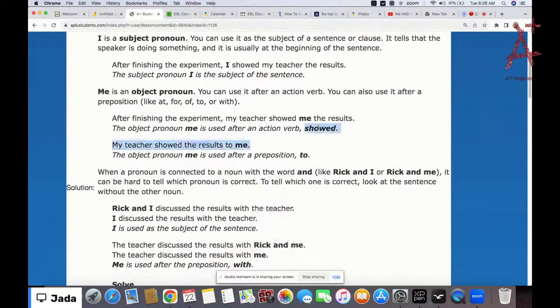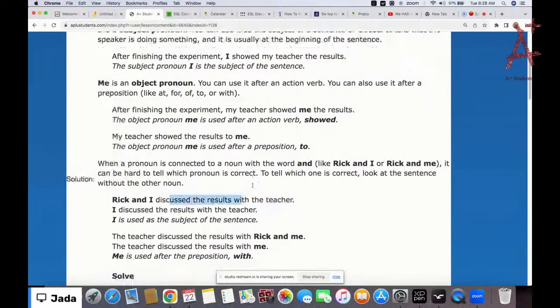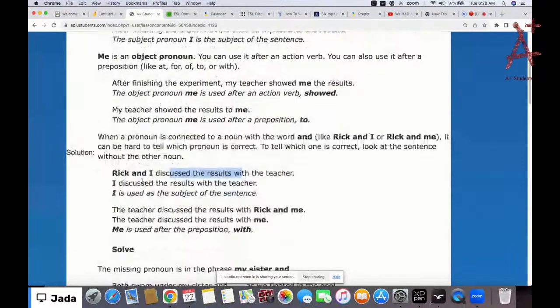If you have Rick and me or Rick and I, and you cannot figure out if it's going to be an object or subject pronoun, you don't know which one to click on. So what you need to do is remove the noun. Once you remove the noun, you try to put the other object or subject pronoun in the sentence, and see if it's correct. Just for example, here we have Rick and I discuss the results with the teacher. If you're removing Rick now, it says I discuss the results with the teacher. So if you say I, it makes sense because I is the subject of the sentence.